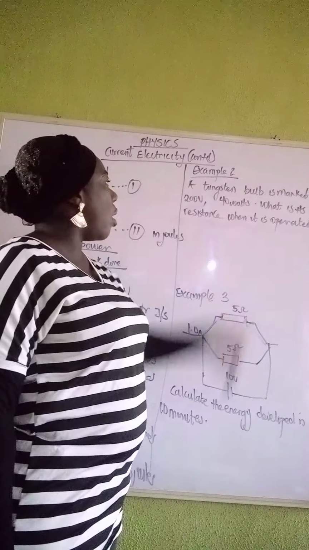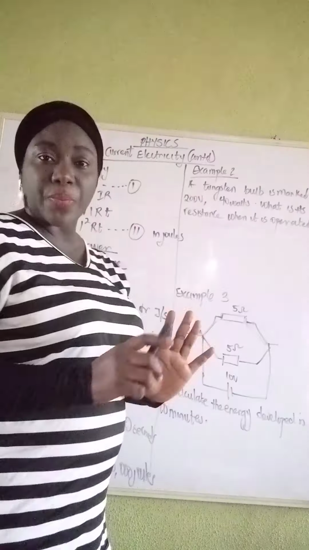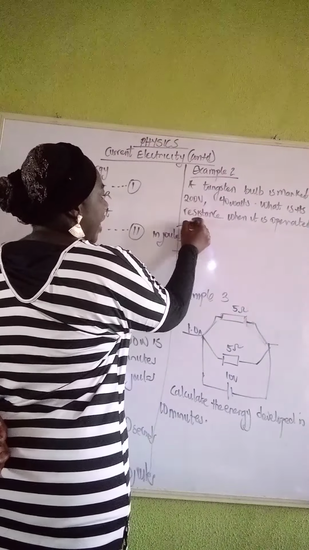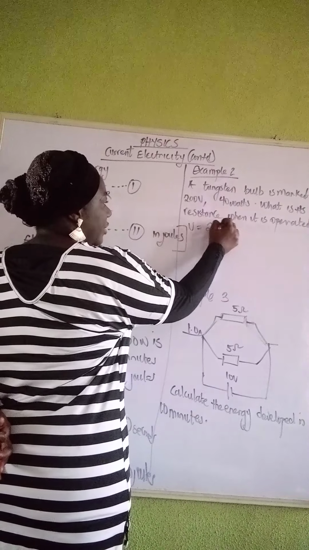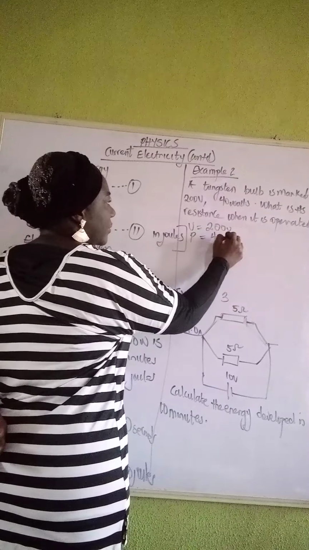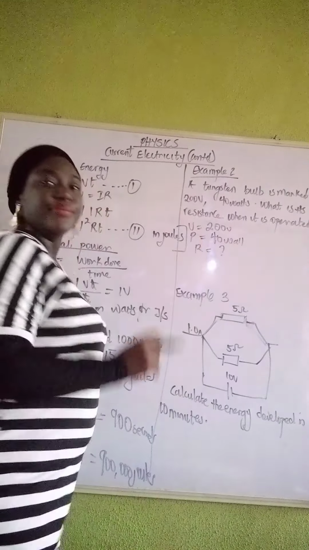Now let's look at example 2. A tungsten bulb is marked 200 volts. Let's write out the parameters given to us. The volt is 200. Now the power is what? 40 watts. And we're told to find the resistance.